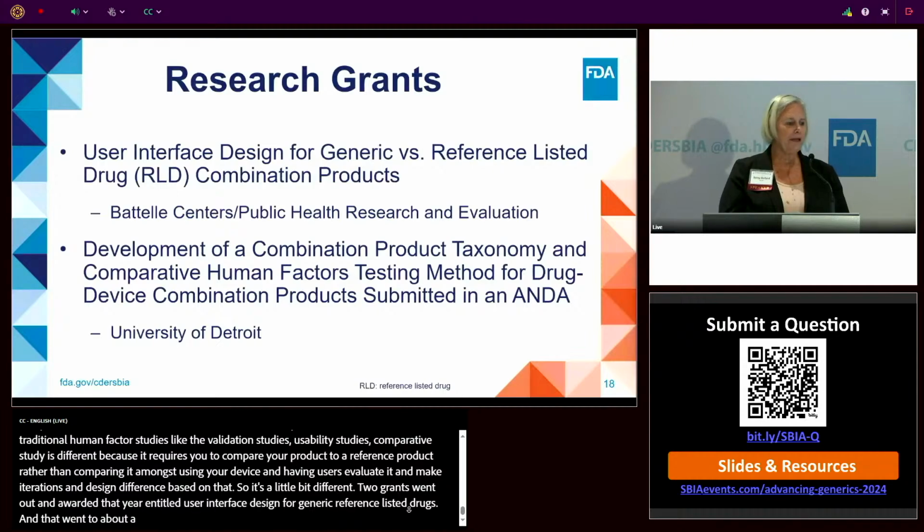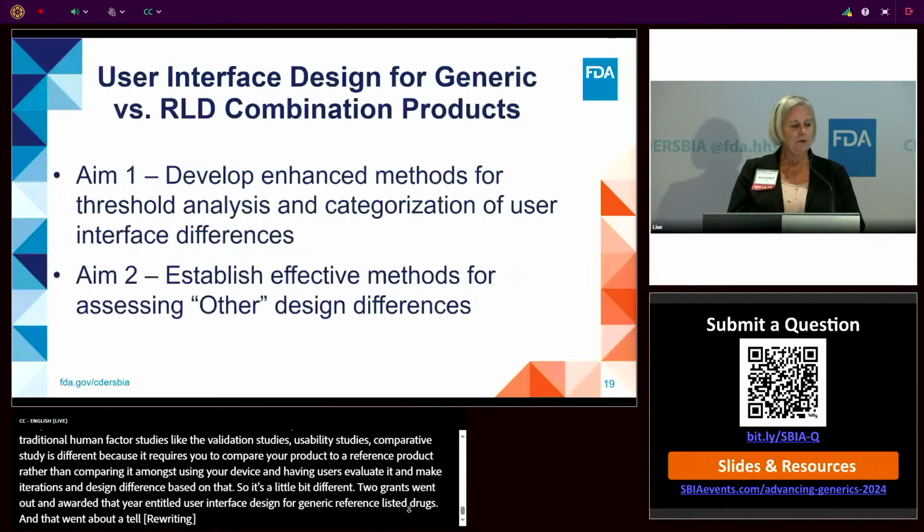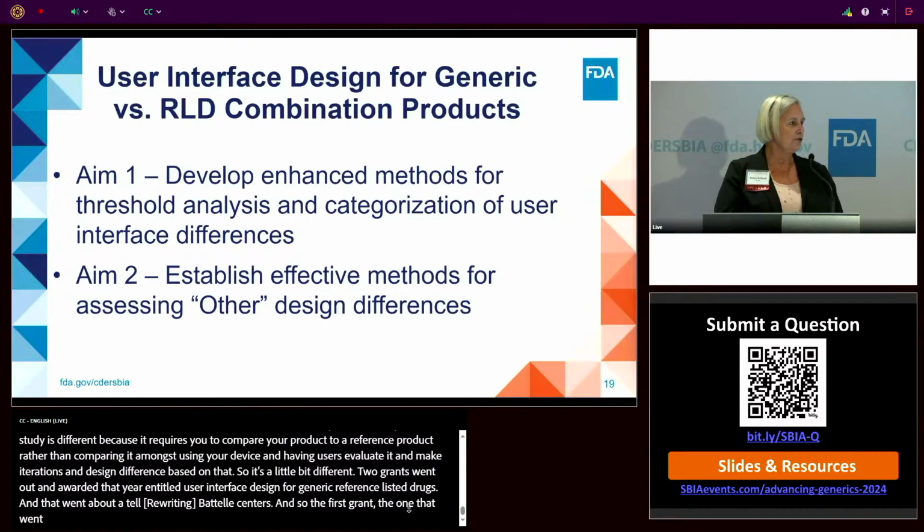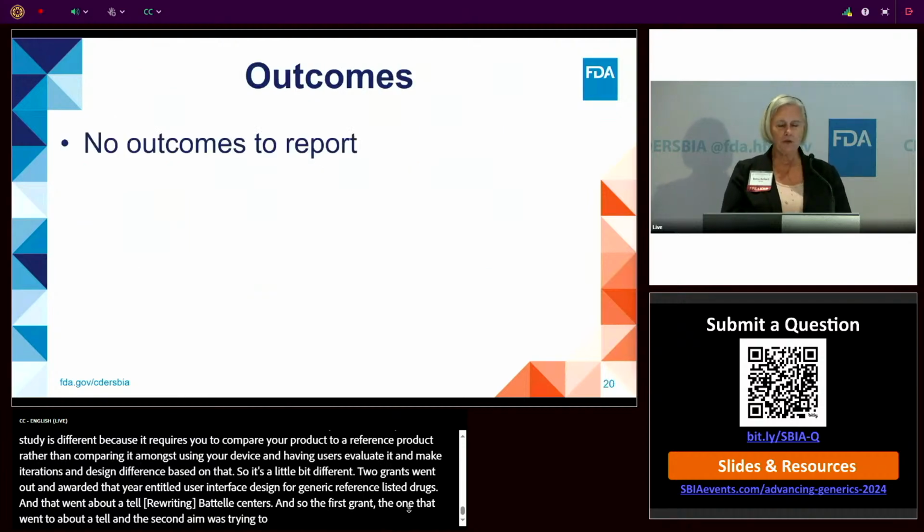And the other grant that went out was for the development of a taxonomy to help identify these things, and that was granted to the University of Detroit. So the first grant, the one that went to Battelle for the user interface designs for generic versus RLD combination products, had 2 aims. It wanted to develop enhanced methods for threshold analysis and categorization of user interface differences. And the second aim was to try and establish effective methods to assess these other design differences. Unfortunately, that grant terminated early and there are really no outcomes to report.